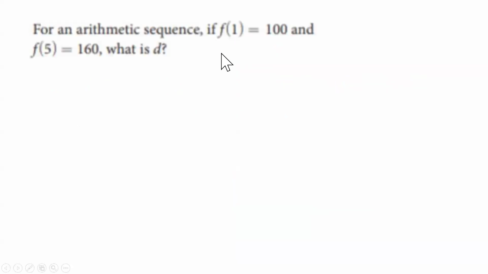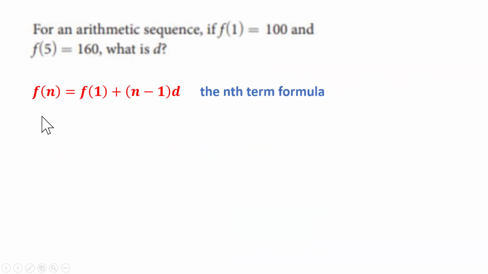This is another question. In this question, he gave you an arithmetic sequence, but he gave you f1, which means the first term, and he gave you the fifth term, and he wants the common difference. We use the same nth term formula here. The fifth term, he gave it to me, it is 160. And the first term is 100.